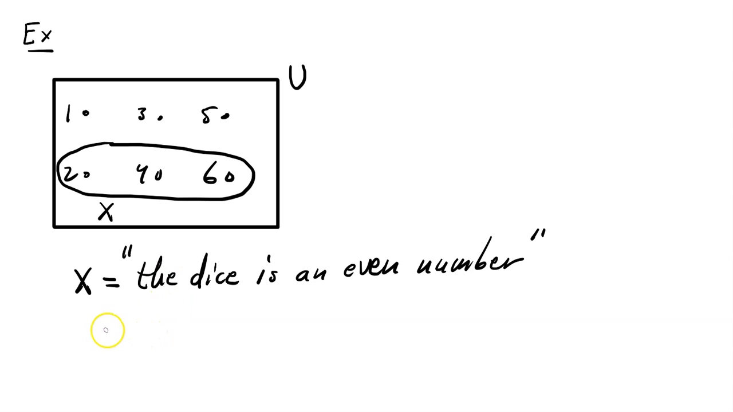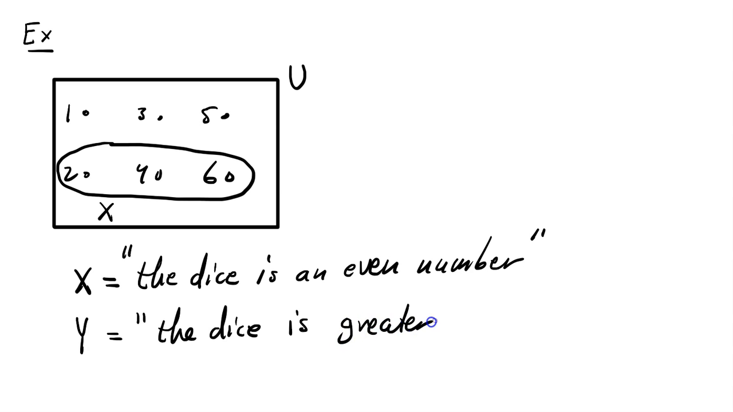Okay, and let's take another event, Y, that the die is greater than 3. It means that the outcome of the die is greater than 3. Then we see that that corresponds to this event. So here we have Y.